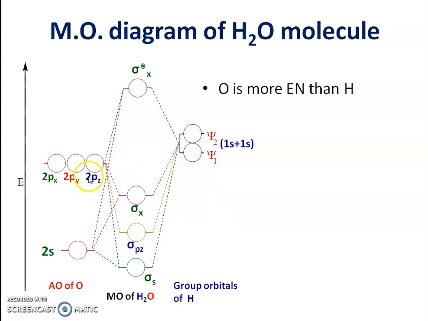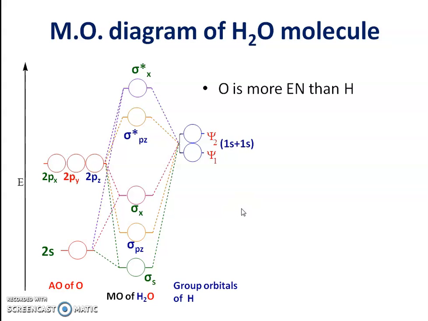Now in phase combination between 2pz atomic orbital of oxygen with psi 2 group orbital results in the formation of bonding molecular orbital, that is sigma pz. Out of phase combination between 2pz atomic orbital of oxygen with psi 2 group orbital results in the formation of anti-bonding molecular orbital, that is sigma star pz. So this is the molecular orbital diagram for water.